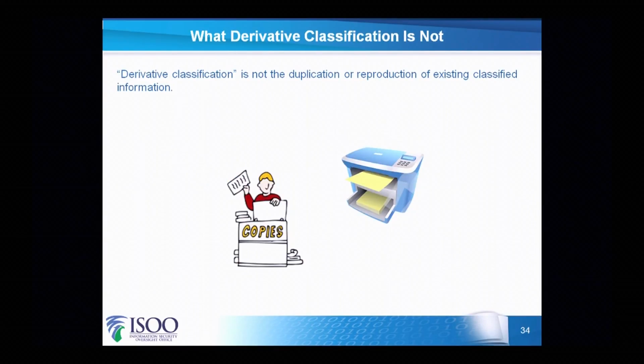Derivative classification is not merely the duplication or reproduction of existing classified information. For those who have to deal with the SF311 data, and we ask you for the number of derivatively classified decisions that have been made in your agency, we do not expect the number of copies you made of one document to be included in that count.